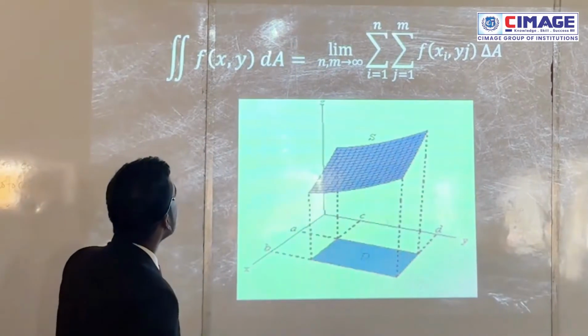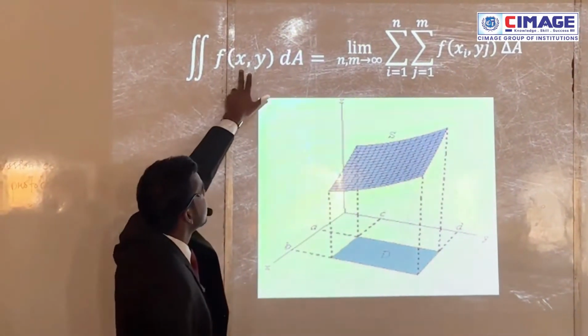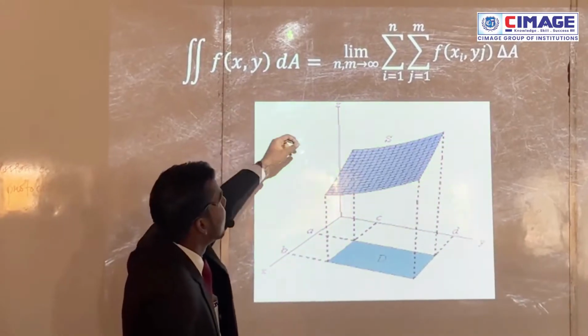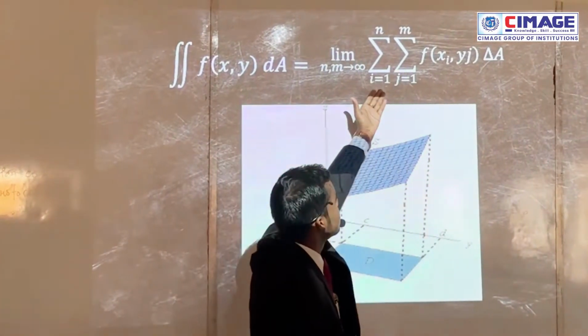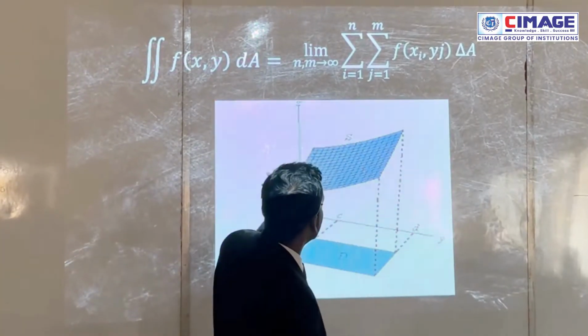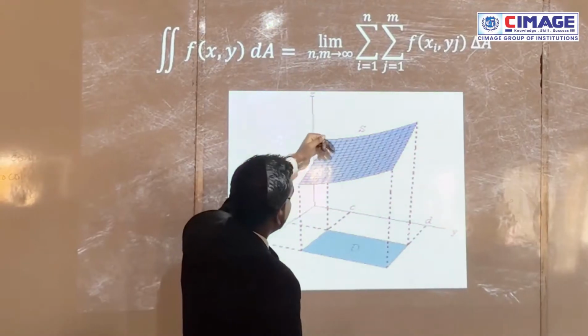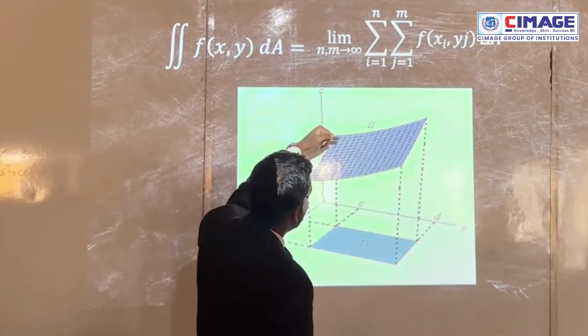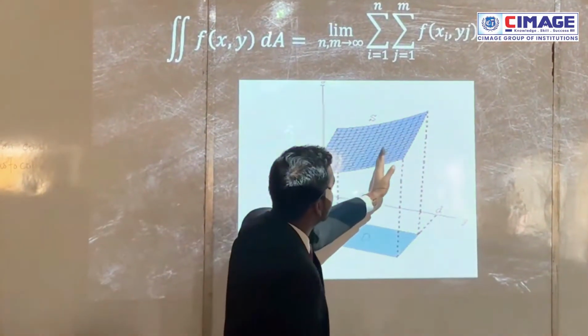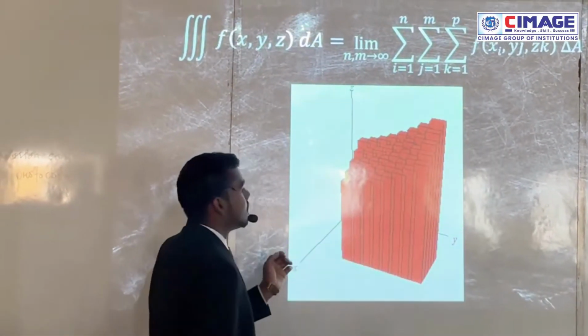Now this is double integration. There are two variables, as you are seeing, x and y. Again we have two summations, first on the x-axis and second on the y-axis. This picture is not that clear, but I have divided the x-axis into some countable parts and the y-axis into some countable parts, and sum them to find the area.